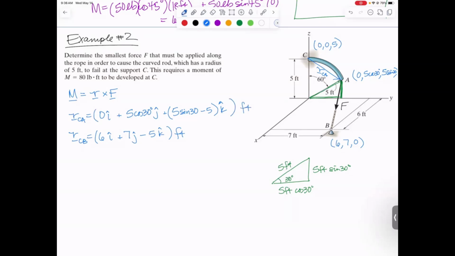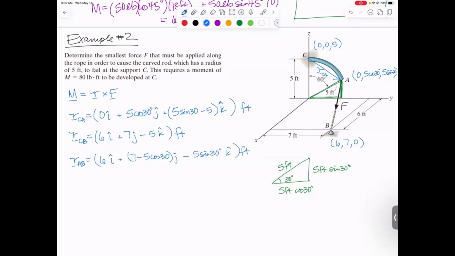We've got r from C to A. We've got r from C to B. I'm also going to write down r from A to B so that I can get the unit vector from A to B so I can get the force vector. So r from A to B, again, start with your end point, subtract your beginning point. It's going to be 6i. Then for the j component, it's going to be 7 minus 5 cosine 30j. And finally, 0 minus 5 sine 30k. That's all in units of feet as well.